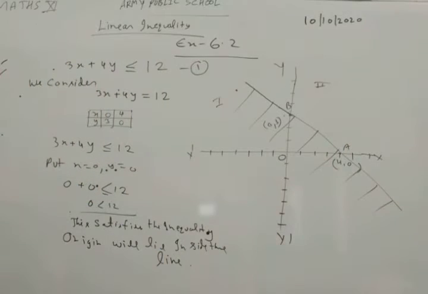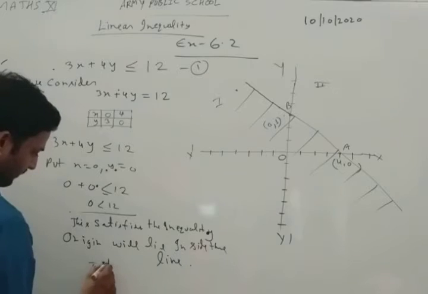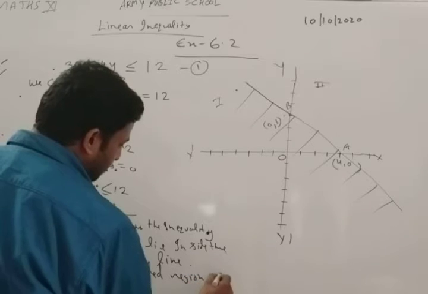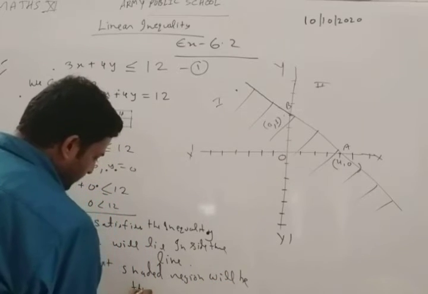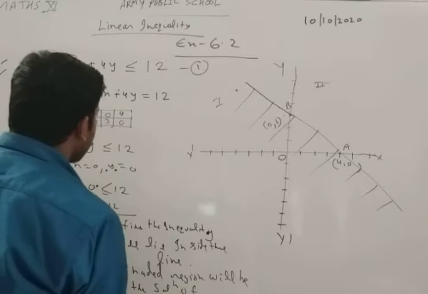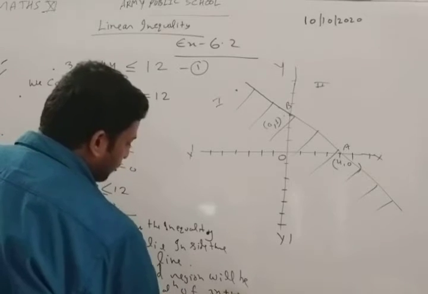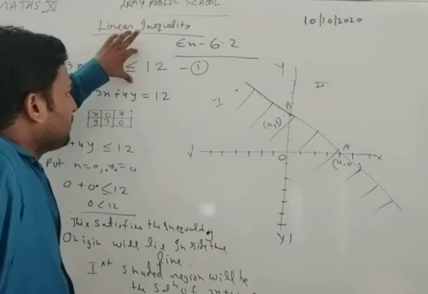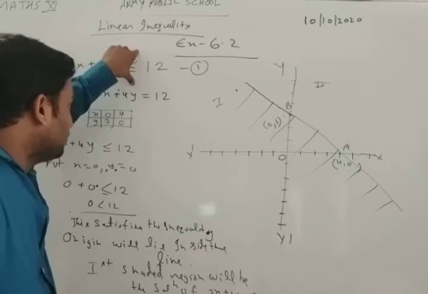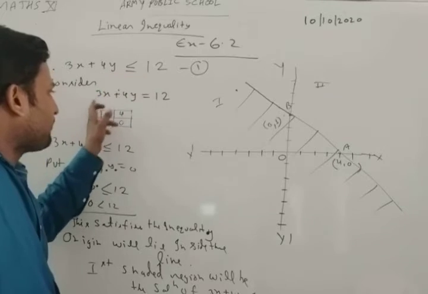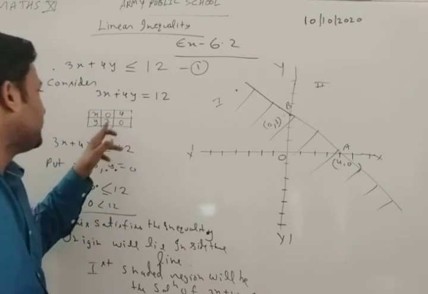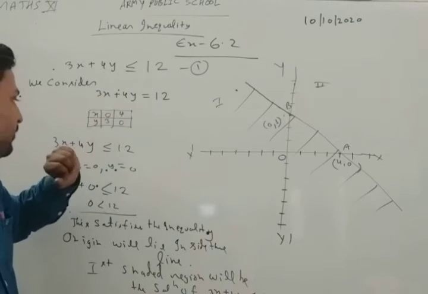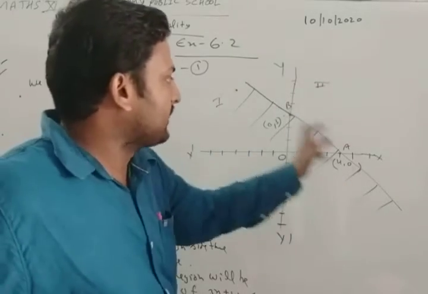So the first shaded region will be the solution of 3x plus 4y less than or equal to 12. First we convert this inequality into the equality. After this we draw the graph of this equality. We take some points: x is 0, y is 3; y is 0, x is 4. Now we draw the graph, so it is line AB.